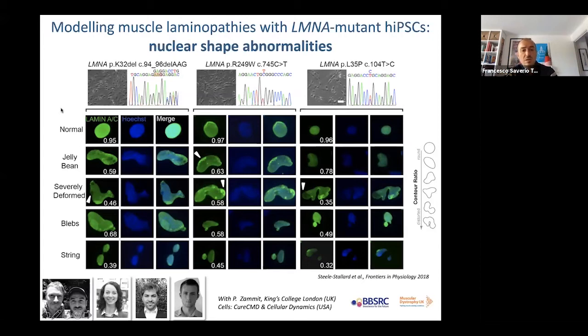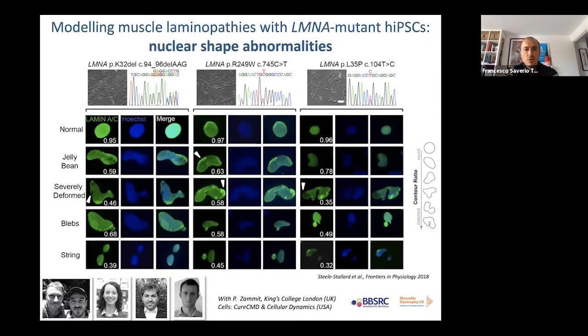And we were quite pleased to see that just at the beginning of the muscle differentiation protocol, we could already identify a number of dysmorphic nuclei, as you can see in this panel here, in all the iPS cells that we differentiated from those patients. And the number you see here is the nuclear circularity ratio, which will be clearer in a couple of slides. So that was quite exciting. We were starting to see something interesting.